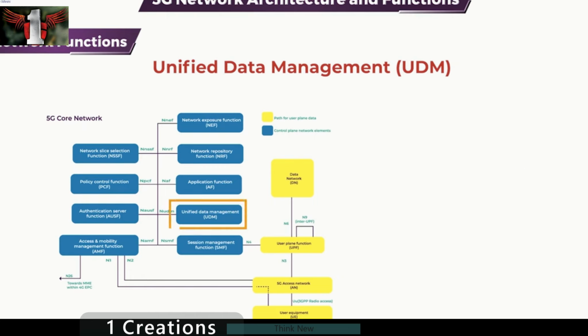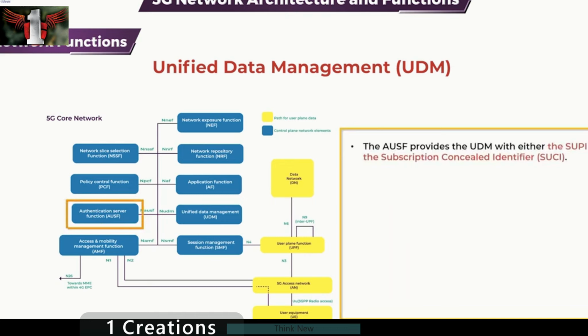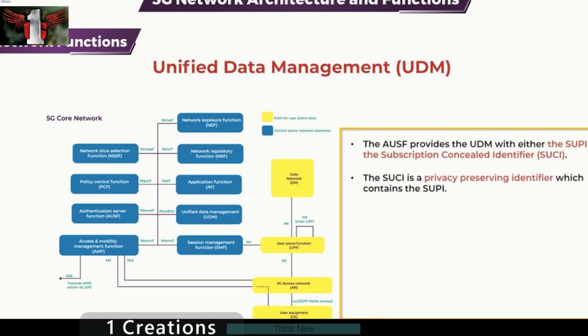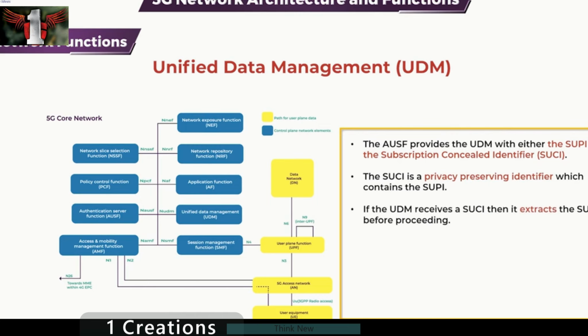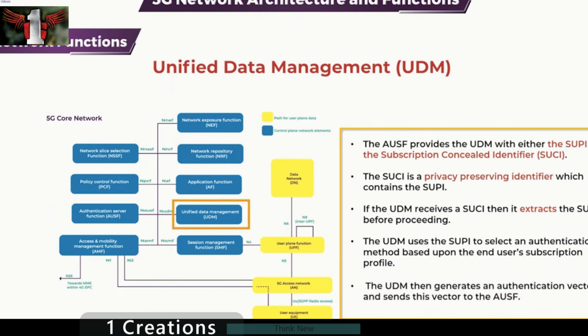The UDM interacts with the AUSF during the authentication procedure. The AUSF provides the UDM with either the SUPI or the Subscription Concealed Identifier. The SUCI is a privacy-preserving identifier which contains the SUPI. If the UDM receives a SUCI, then it extracts the SUPI before proceeding. The UDM uses the SUPI to select an authentication method based upon the end-user subscription profile. The UDM then generates an authentication vector and sends this vector to the AUSF.